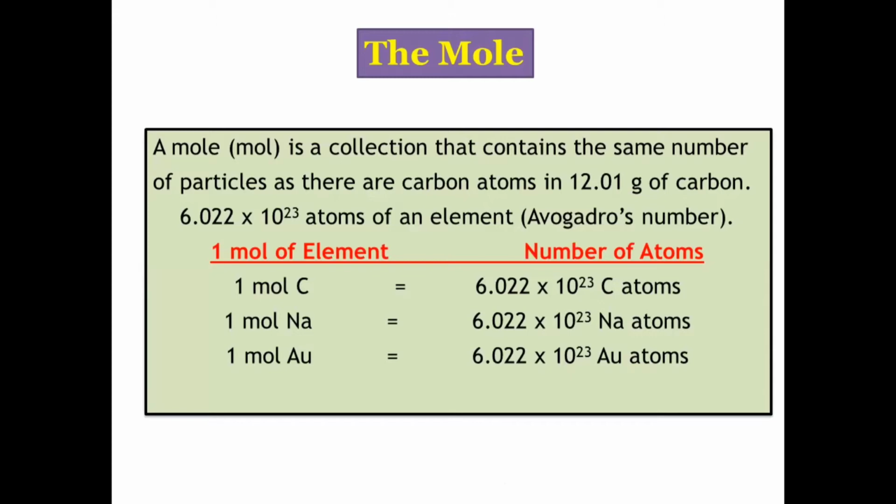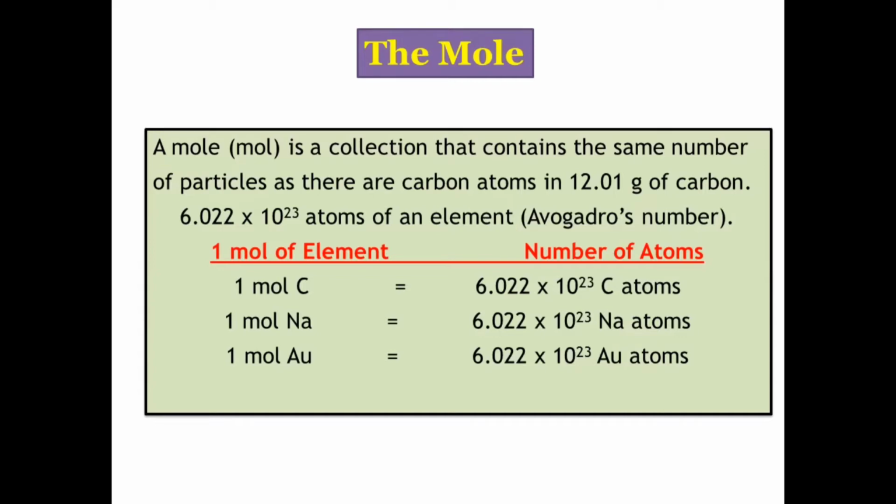So friends, we already know about the mole. What is actually a mole? It is used to express chemical quantities. The mole is a collection that contains the same number of particles as there are carbon atoms in 12.01 grams of carbon. Simply, 1 mole of a substance corresponds to 6.022 into 10 raised to 23 atoms of an element, and we call that Avogadro's number.